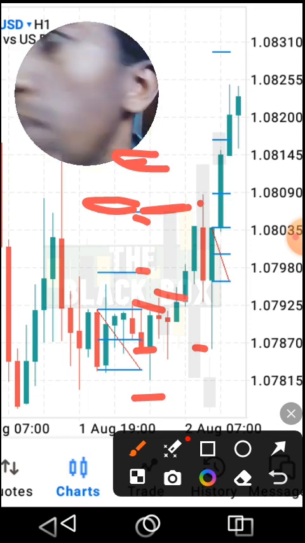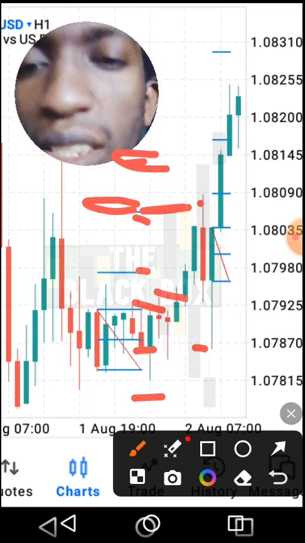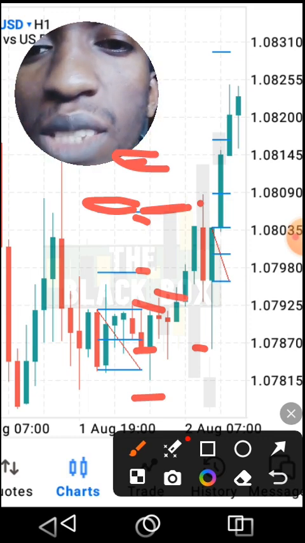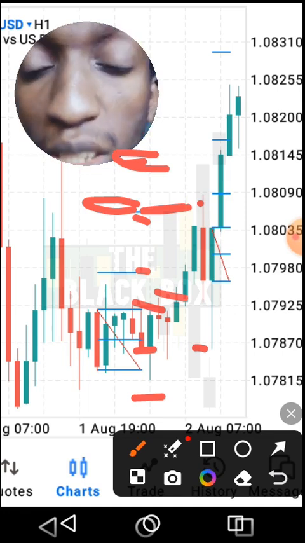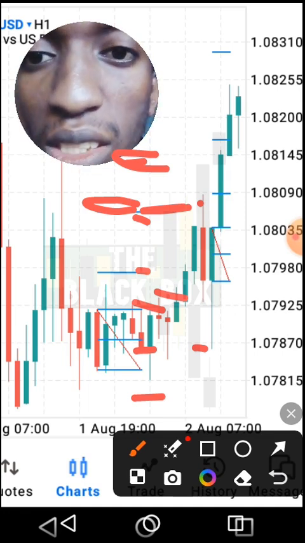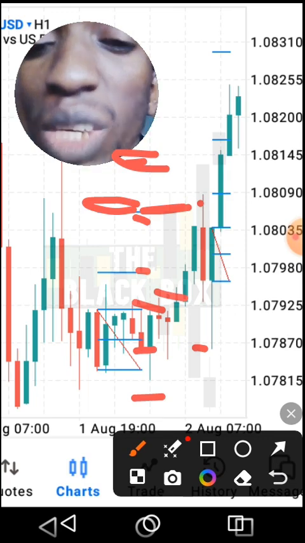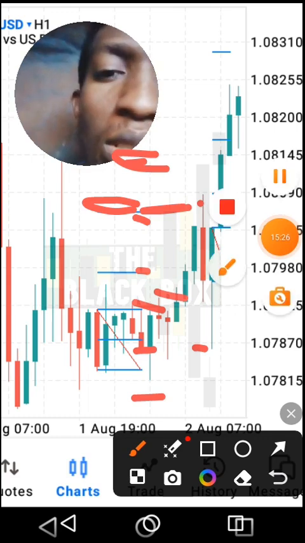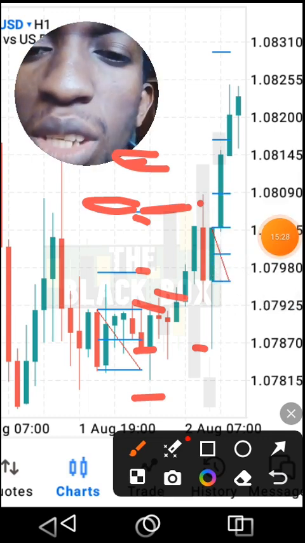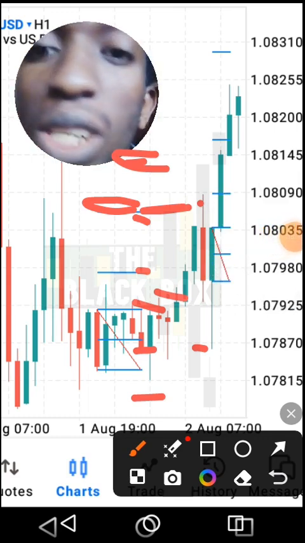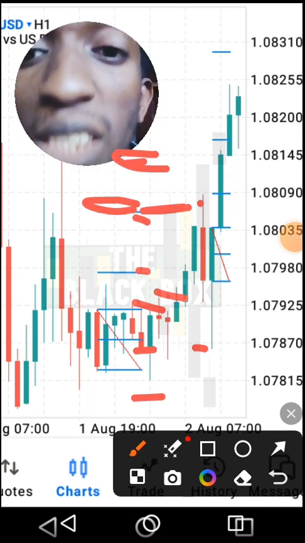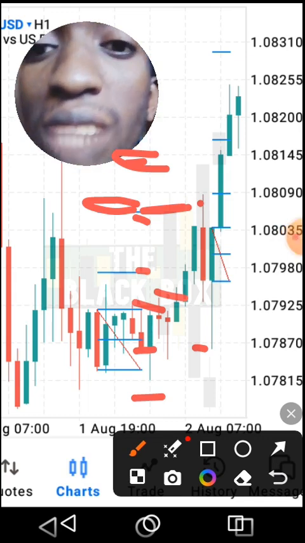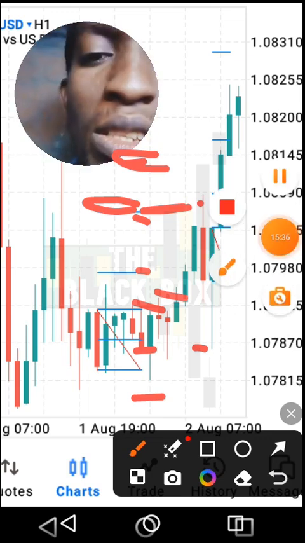Notice that the price supported before hitting TP3. Most of the time it does this kind of thing, which means we cannot trail our stop. So you cannot trail your stop until TP3 is hit. I have a reason when I tell you that.